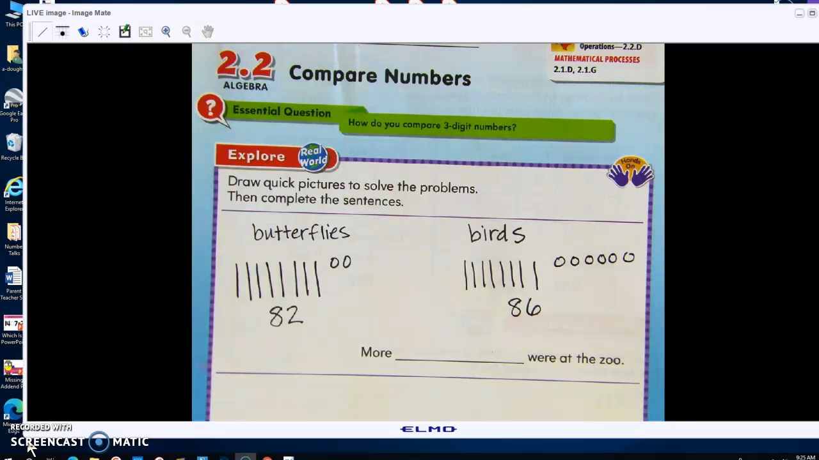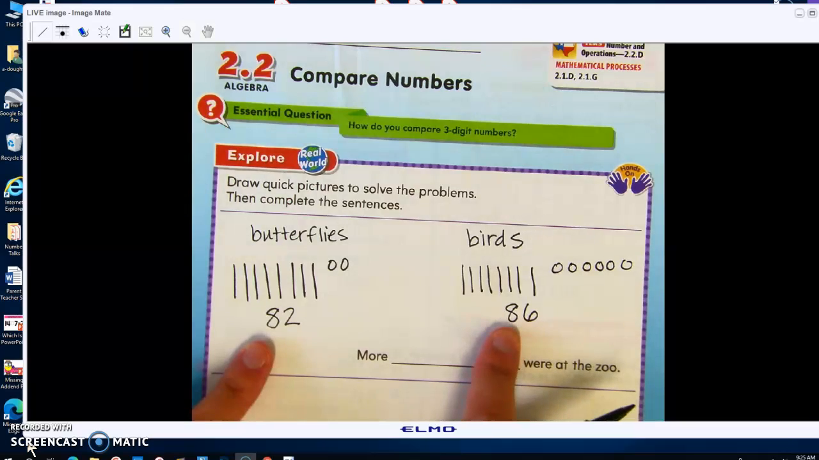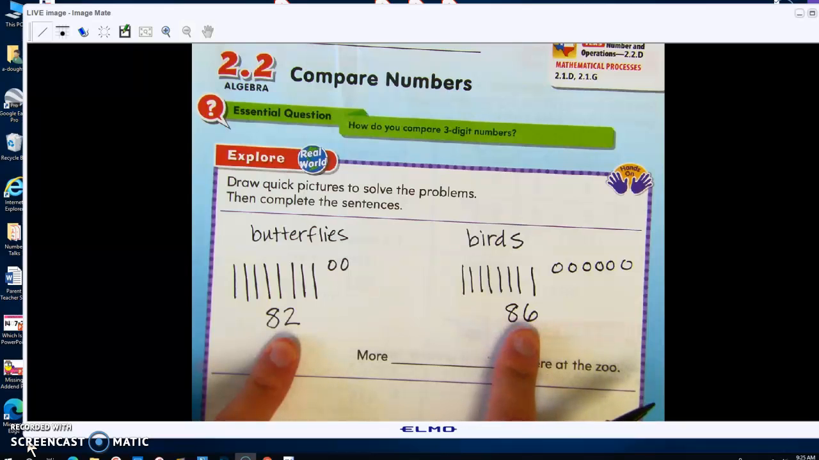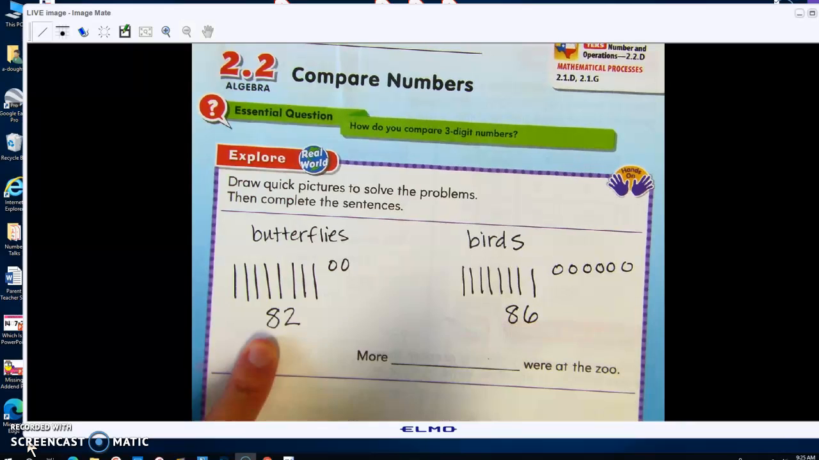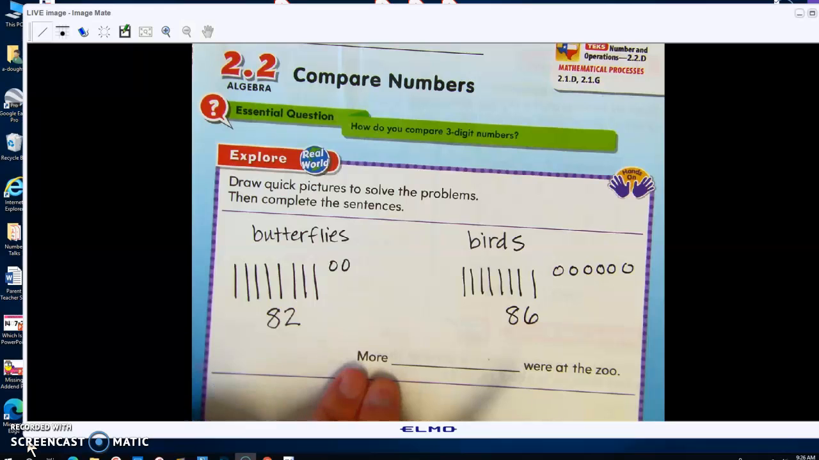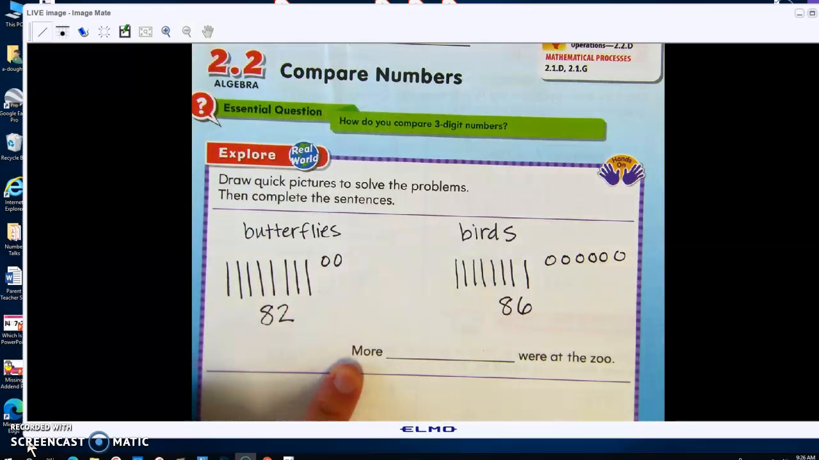Okay, now they both have the same tens, right? Wait, I'm not done. You'll catch up, sweetie. And then, do they have the same ones? No. So we have to look at the ones to see how they're different. Because they have the same tens. The tens do not tell me which one's bigger and which one's smaller, or which one's greater or which one's less. So which one are there more of? Butterflies or birds?